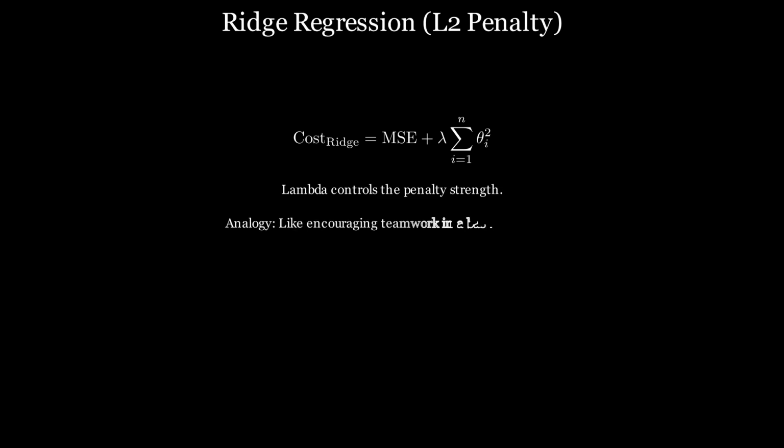Here's an analogy. Think of the coefficients as players on a basketball team. The L2 penalty squares each player's contribution. If one player tries to do everything, their squared value becomes enormous, leading to a huge penalty. Ridge encourages teamwork, where many features contribute a little bit.